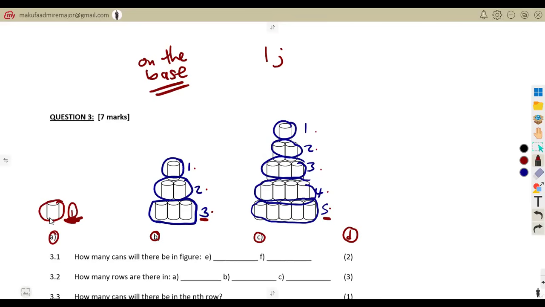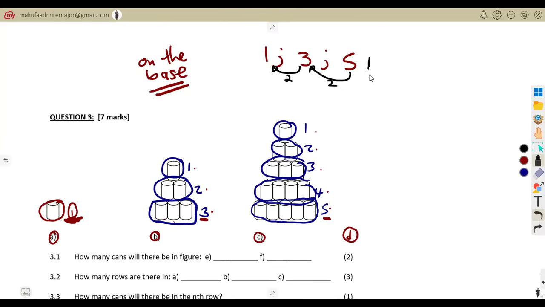So the first one, it is just 1. The second part, there are 3 cans on the base, on the bottom. On the third part, how many cans? There are 5 cans which we have on the bottom. What is the relationship between these cans that we have on the bottom? We can see that they have a difference of 2. 3 minus 1, that's a 2. 5 minus 3, that's a 2. So we have a difference of 2 from each.